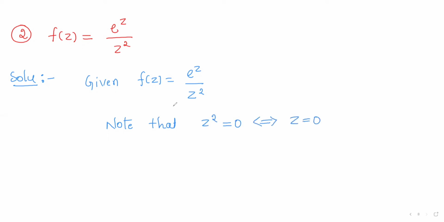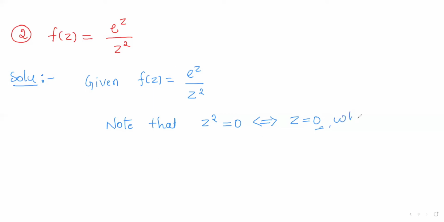z^2 is a quadratic equation, which has to have two zeros, and both the zeros are equal to 0, right? Any quadratic equation will have two roots. So z^2 has two roots, and both the roots are equal to 0. That means 0 is a root of z^2 two times, or we can say 0 is a zero of z^2 of order 2. As it is a zero of order 2, it will be a pole of order 2.